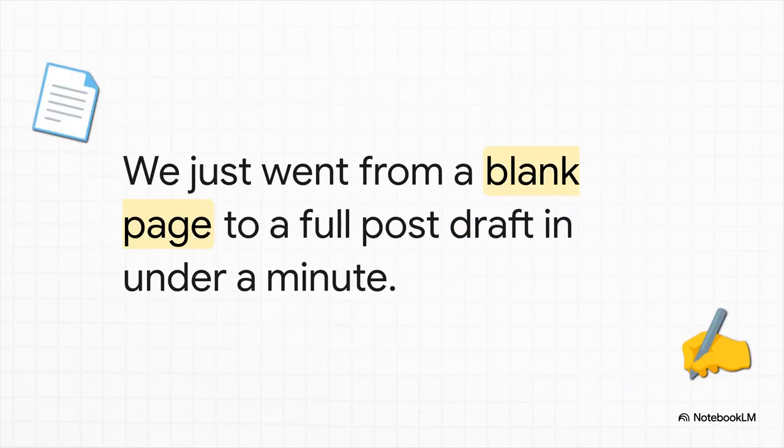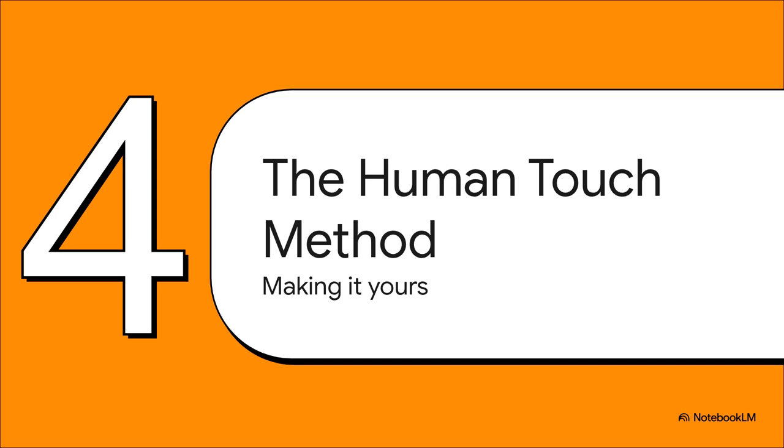Now just stop and think about that for a second. Less than a minute ago, we had absolutely nothing, just a blank screen. Now, we have a complete, structured draft ready for the next step. This is the true power here. It's not just about saving time, it's about completely destroying that initial inertia that stops so many of us. But, and I really want you to hear this because it's the most important part of this whole explainer, we are not done. An AI draft is only the beginning. Now we have to make it human. This is where the human touch method comes in.